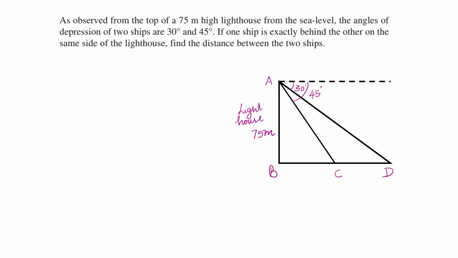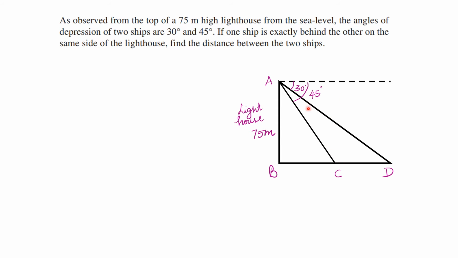So next problem: as observed from the top of a 75-meter high lighthouse from the sea level, the angles of depression of two ships are 30 degree and 45 degree. If one ship is exactly behind the other on the same side of the lighthouse, find the distance between the two ships. See here, AB is your lighthouse and C and D are the ships, and we have to find out the distance between C and D, right?